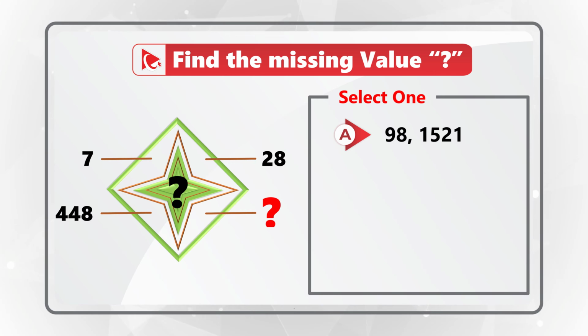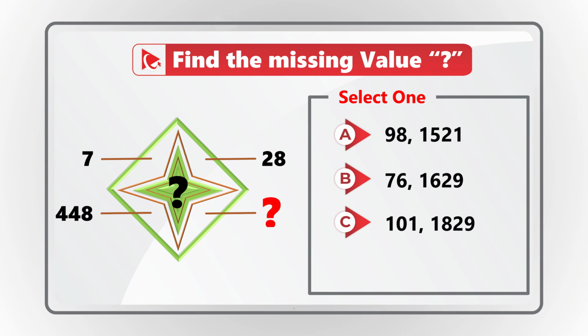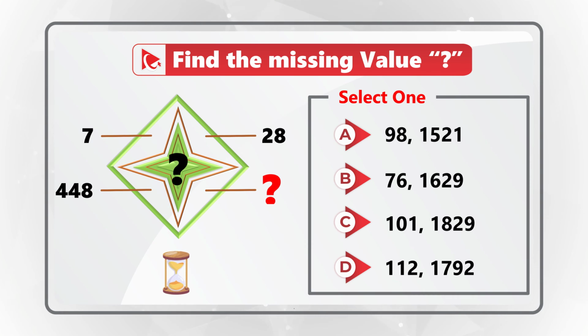Choice A, 98 and 1521. Choice B, 76 and 1629. Choice C, 101 and 1829. And last but not least, choice D, 112 and 1792. Take a close look at the shape to see if you can replace question marks with the correct value.